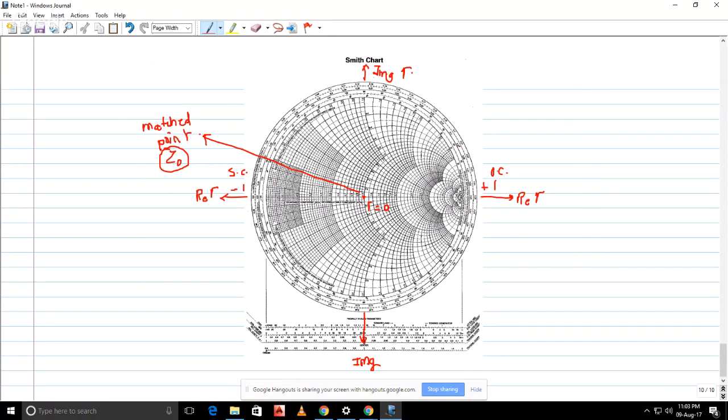Now you can see there are some circles passing like this. I highlight that circle. You can see there is one circle passing like this. Okay. These circles are called the resistance circles. Whereas you can see these lines, likewise coming like a fountain, these lines are called reactance circles. So we have two circles. One is called the resistance circle and the second one is called the reactance circle.